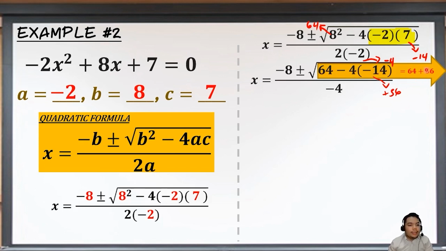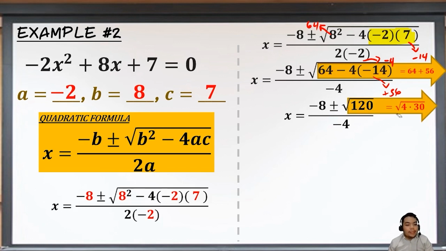So, pwede na tayo magkaroon ng equation na ganito. 64 plus 56. And from that, we can simplify this 64 plus 56 into 120. Kaya siya naging 120. Gets po? Yan. But, as you notice, yung 120 example natin kanina, although 120 is not a perfect square, pwede natin kuhain yung simplified form of square root of 120 by getting the factors of 120, which is 4 times 30. And 4 will be our perfect square.